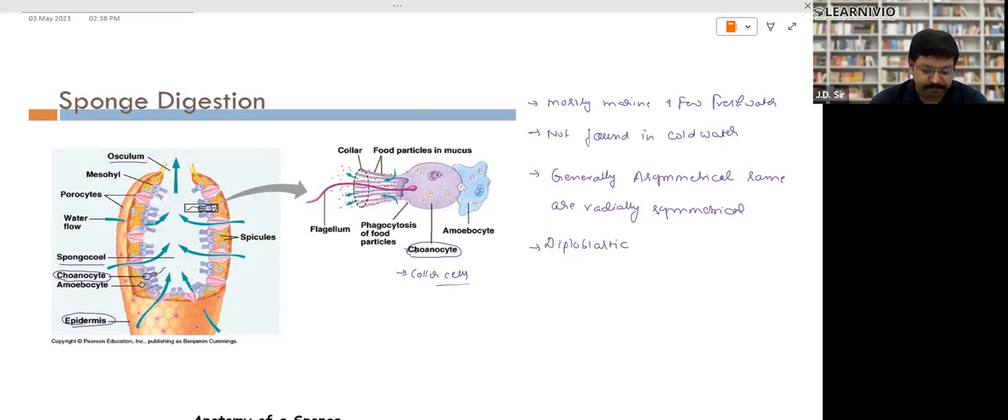And this system is called the water canal system, right? So what is the canal system? It is meant for food and oxygen transport. So the canal system helps in food and oxygen transport.